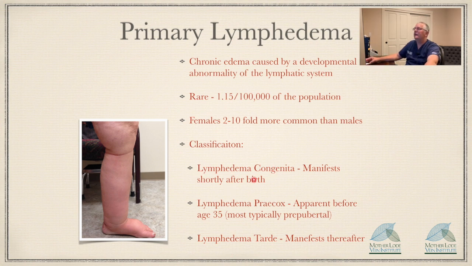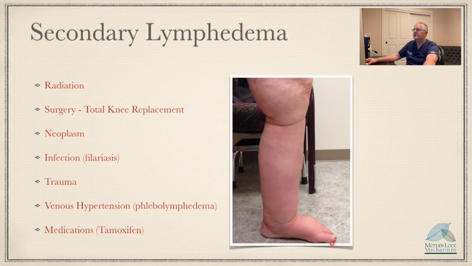So that's the lymphatic system. Primary lymphedema is when it occurs when you're younger, and secondary is when it occurs when you're older as a result of some other process. There are three different kinds of primary lymphedema. There's lymphedema congenita, which occurs shortly after birth. There's praecox, which usually occurs before age 35, and then lymphedema tarda, which manifests after that. But when it occurs as a result of some other inflammation or problem, it's called secondary lymphedema.